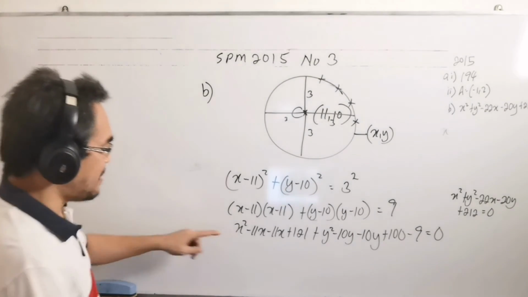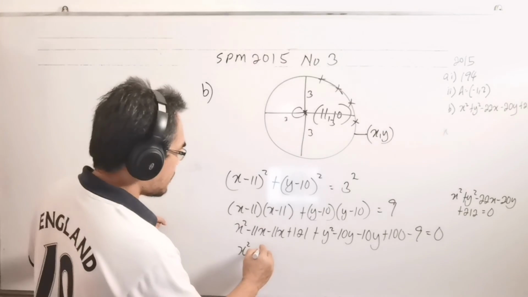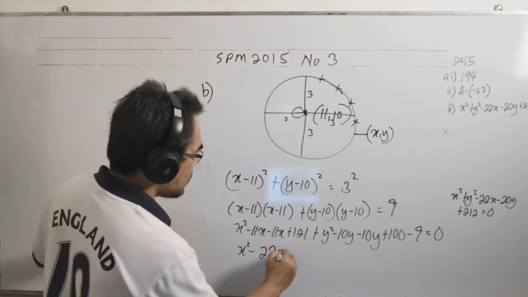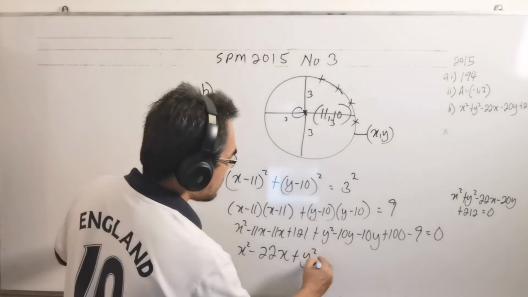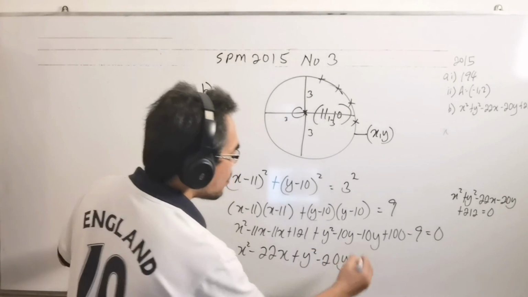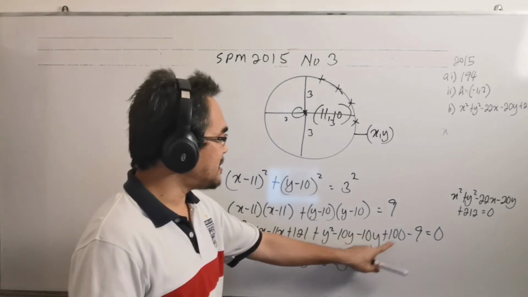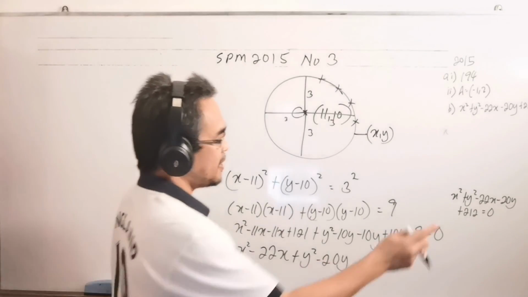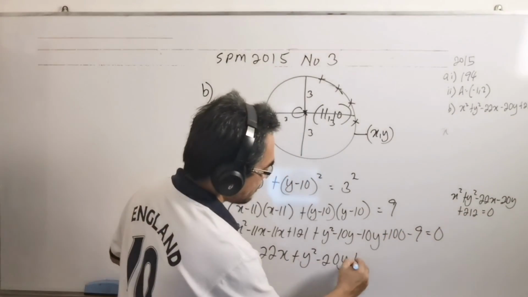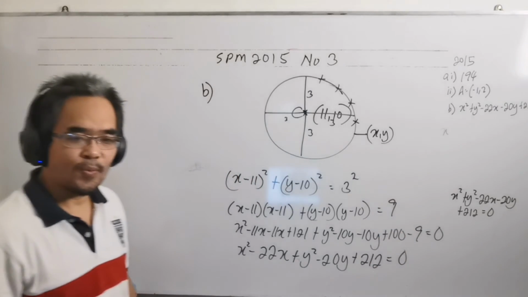So simplify, you get x squared minus 22x plus y squared minus 20y, and then this plus this minus this should be 212, equals to 0.